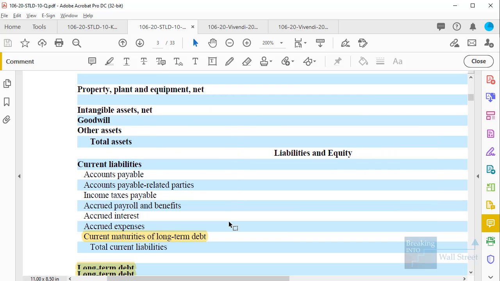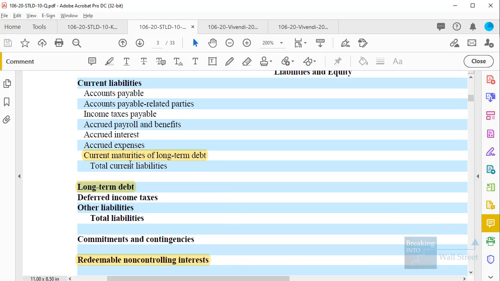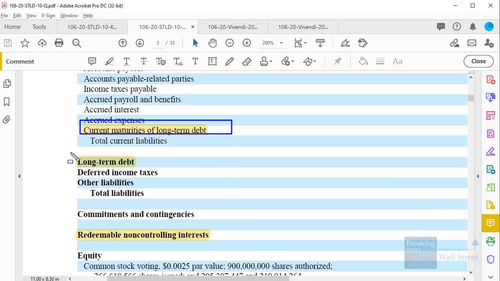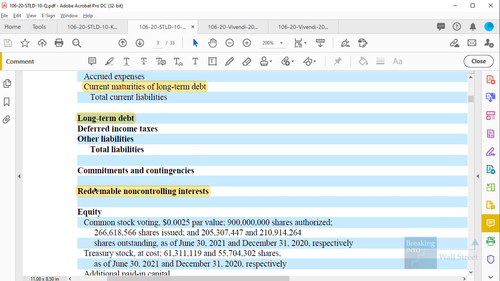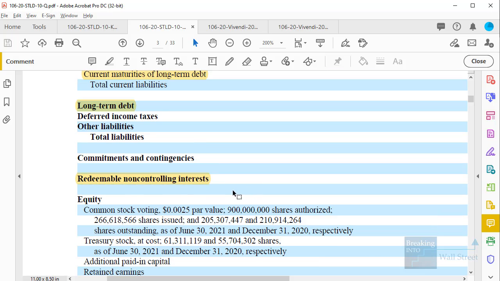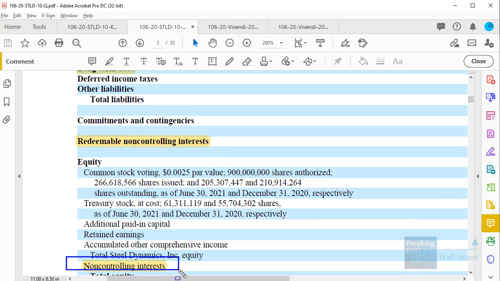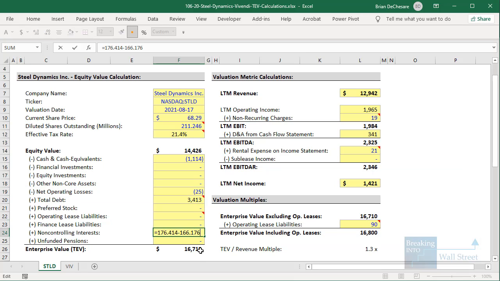On the liabilities and equity side, they have current maturities of long-term debt. They have long-term debt. They have redeemable non-controlling interests, and then they have normal non-controlling interests. The non-controlling interests I just took directly from the balance sheet and put them in here. There's no estimate for the fair market value of these, so I just entered them as is.